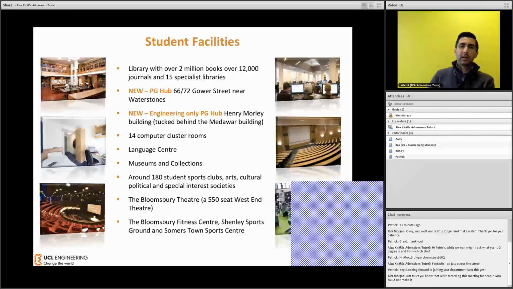And obviously we have a full-fledged theater right next to the department actually. And on top of the theater sits our fitness center.